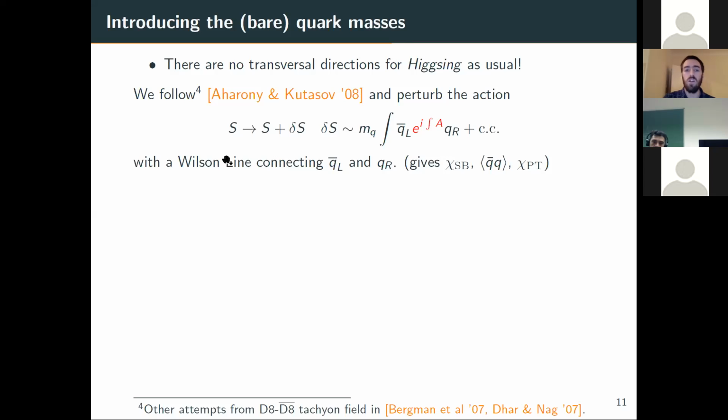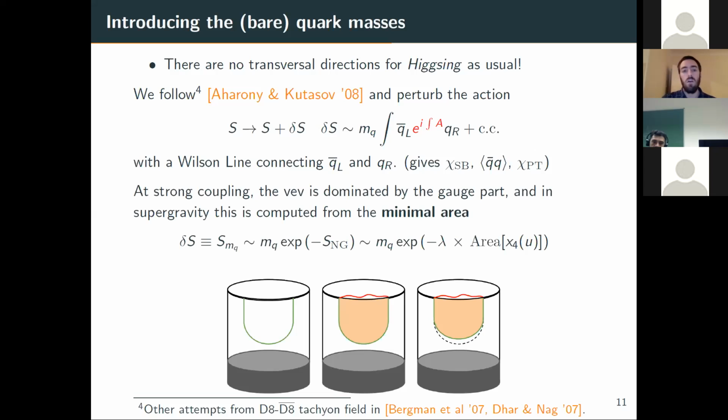And when you include this in the action, you can see that it passes some non-trivial checks. It gives, of course, an explicit chiral symmetry breaking. The VEV of this operator is related to the chiral condensate. And when you go to the limit in which, famously, the Sakai-Sugimoto model becomes the chiral Lagrangian, it gives exactly the usual pion mass term in chiral perturbation theory. However, at strong coupling, I have the supergravity description, and the nice thing is that in this limit, the VEV of this operator is dominated by the Wilson line in the middle.